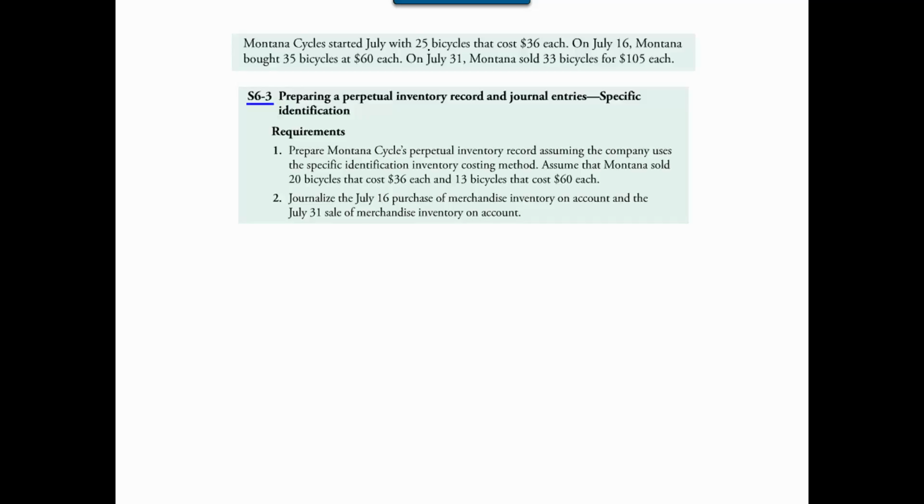So we can see that we started with 25 bikes that cost me $36 each. Then on the 16th, I made a purchase, 35 bikes at $60 each. And then on the 31st, I sold 33 bikes for $105 each. This $105 is not needed for the chart. The chart is just all about cost. This is what I sold it for.